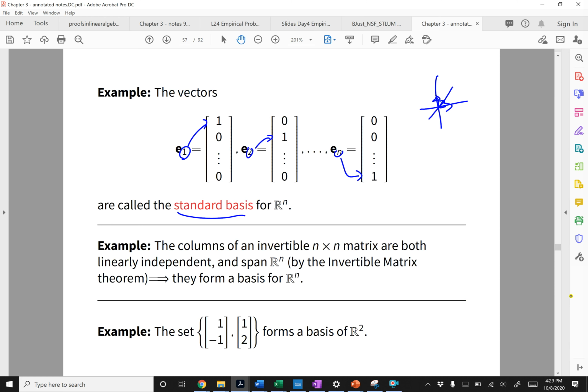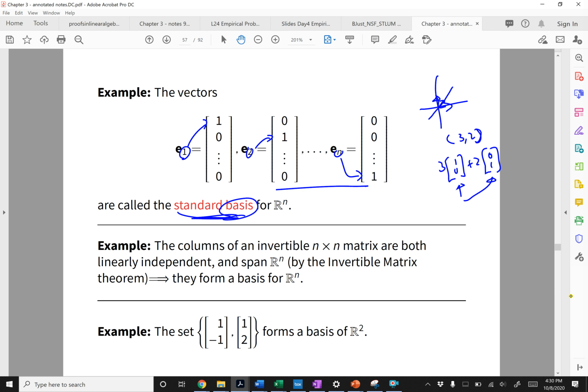Those are ones we've already been working with. When we think of the point 3, 2, we can think of it as 3 times 1, 0 plus 2 times 0, 1. So we've already been working with this basis, called the standard basis. Really nice, not always the best, but really nice. Here's another example of a basis. And if you have n of these in Rn, then it is a basis.